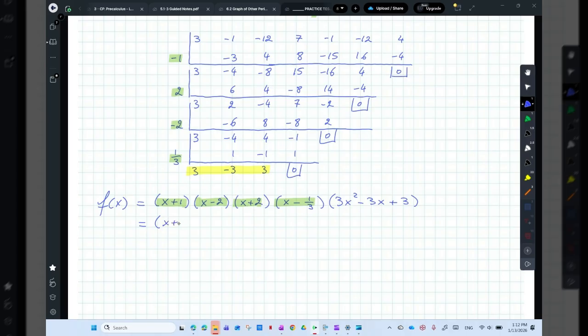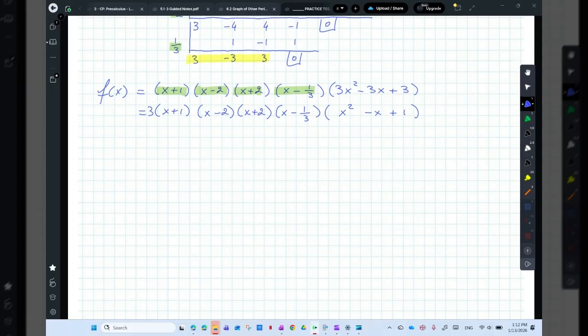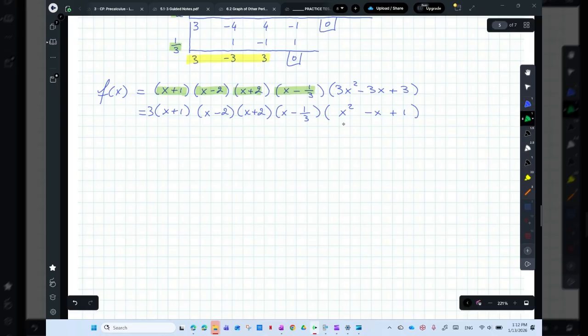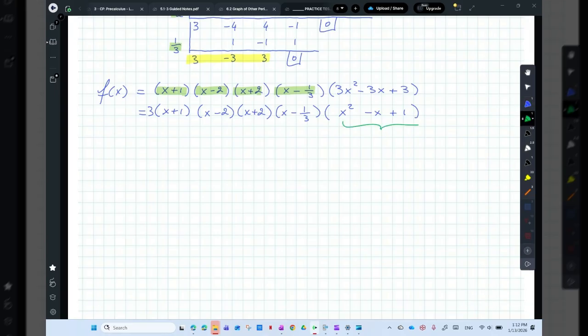And then I'm going to factor out the 3 from this last factor. And so I'll have x squared minus x plus 1. And here I cannot go further. You can try it, but that's a prime. You will eventually get the complex numbers anyway.